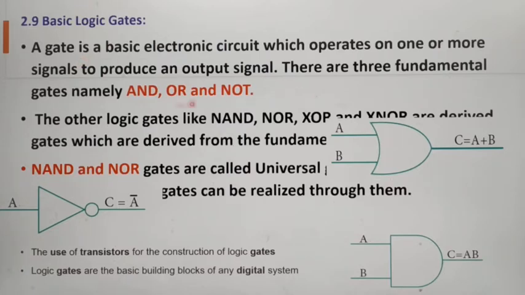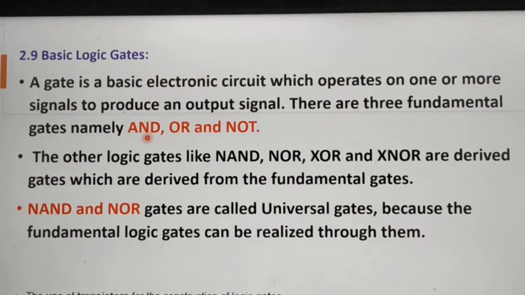There are three fundamental gates, namely AND, OR and NOT. First one is AND gate, second OR gate and third one is NOT gate. From these three fundamental gates, we can derive some other logic gates also. These are called derived gates. Here NAND gate, NOR gate, XOR also called exclusive OR gate, and exclusive NOR or XNOR gate. These are called derived gates because they are derived from three fundamental gates AND, OR and NOT gates.